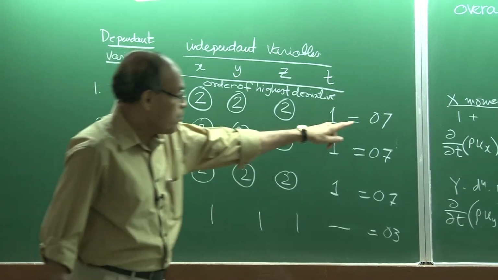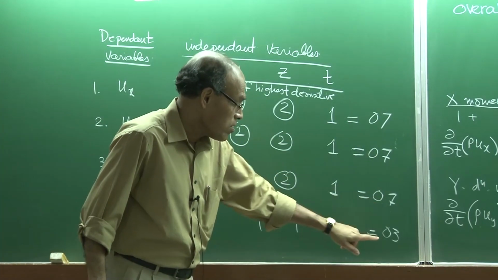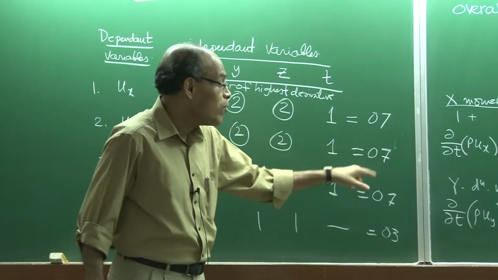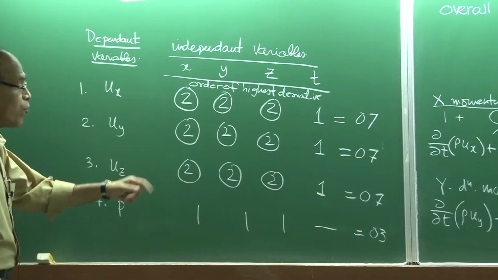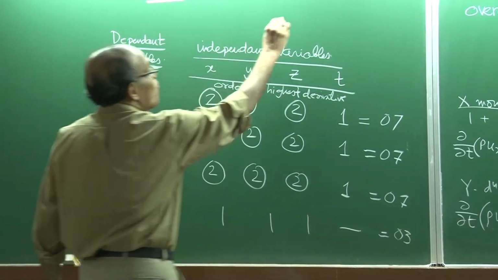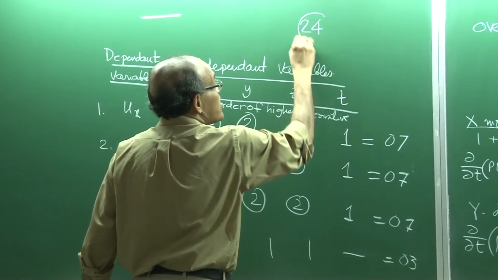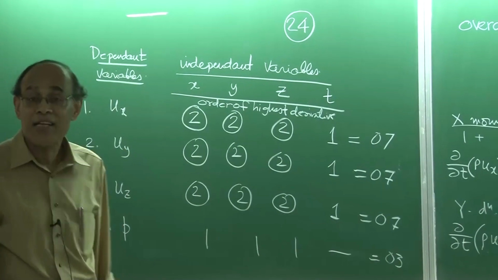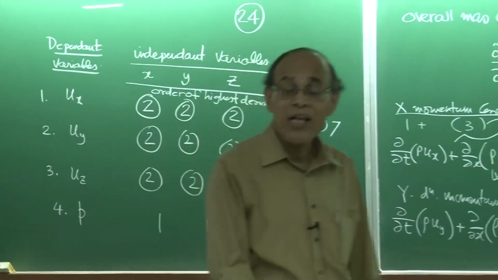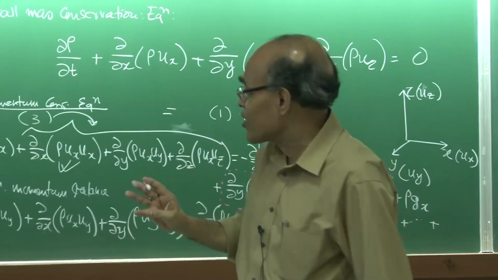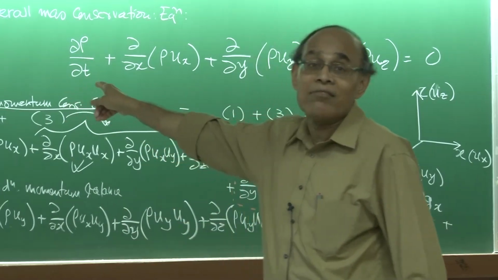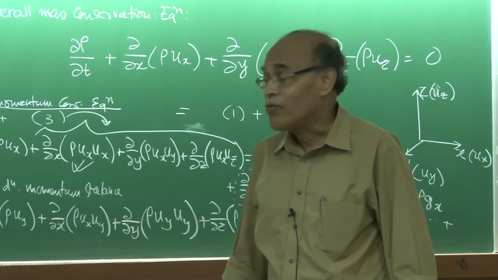So, 7 plus 7 plus 7, 21. So, on velocity components I require 21 conditions, and on pressure I require 3. So, altogether 24 boundary conditions will be necessary, initial plus boundary conditions will be necessary to define the problem completely. So, we will write down the mass continuity equation, we will write down the momentum conservation equation, and now we have to write down what are the 24 boundary conditions.